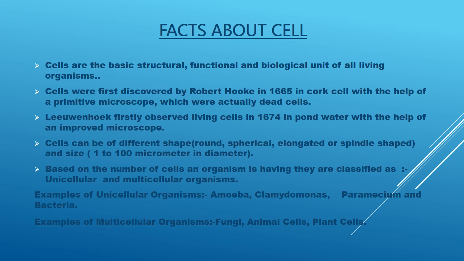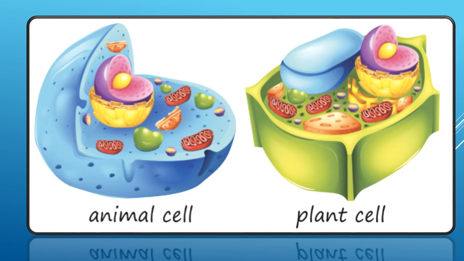Some examples of unicellular organisms are amoeba, chlamydomonas, paramecium and bacteria. And multicellular organisms are fungi, animals, plants, etc. Now here we see pictures of an animal cell on the left and a plant cell on the right. We'll differentiate them and study them in detail later.